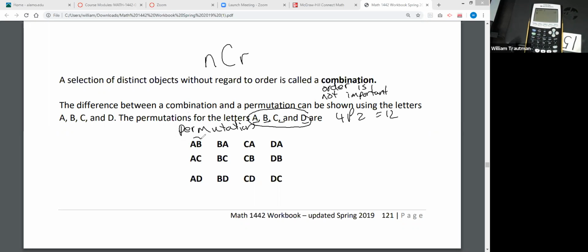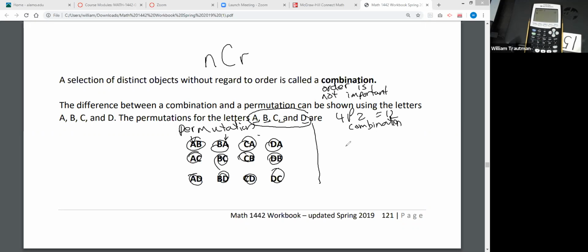And sure enough, if you count 1, 2, 3, 4, 5, 6, 7, 8, 9, 10, 11, 12, there are 12 ways of arranging these combinations when the order matters. Here A is first, here A is second. The order matters. This is called permutation, where order matters. Now, I want to put this side by side with combination.